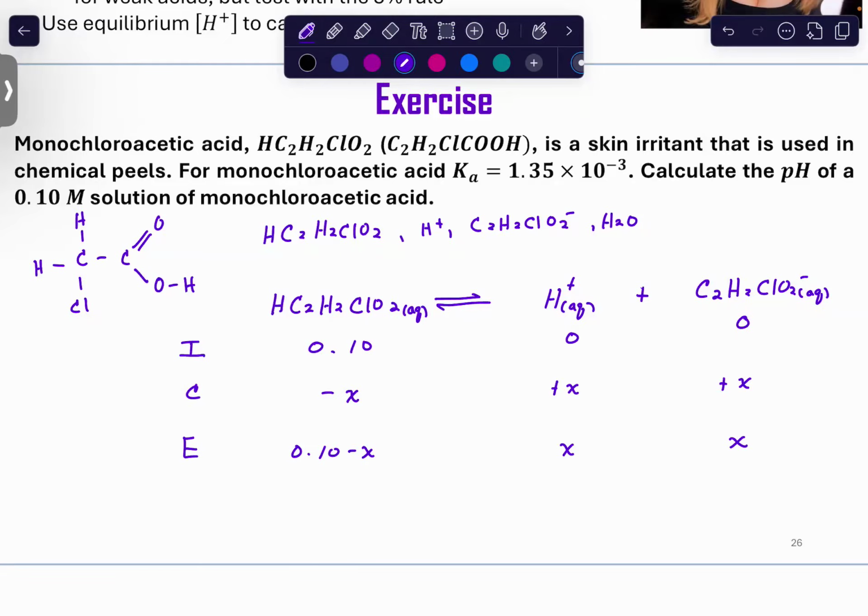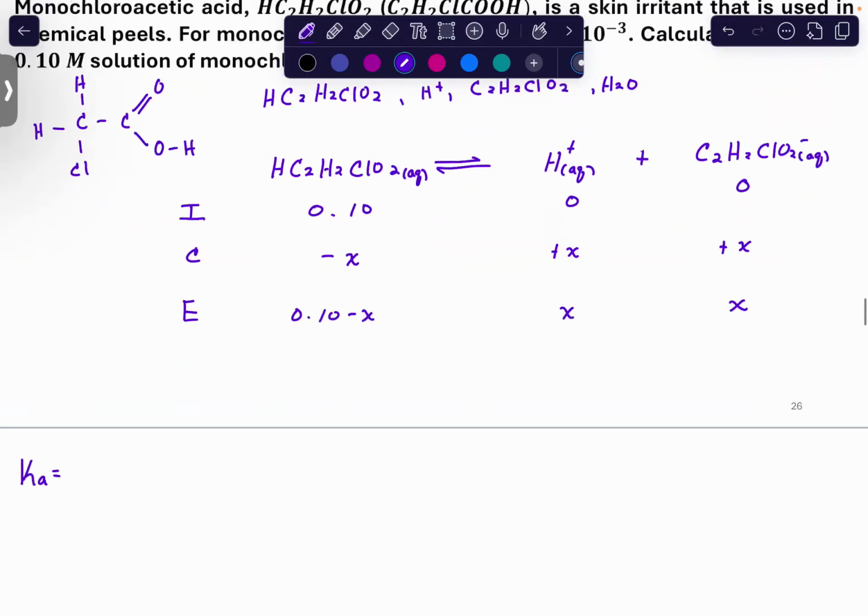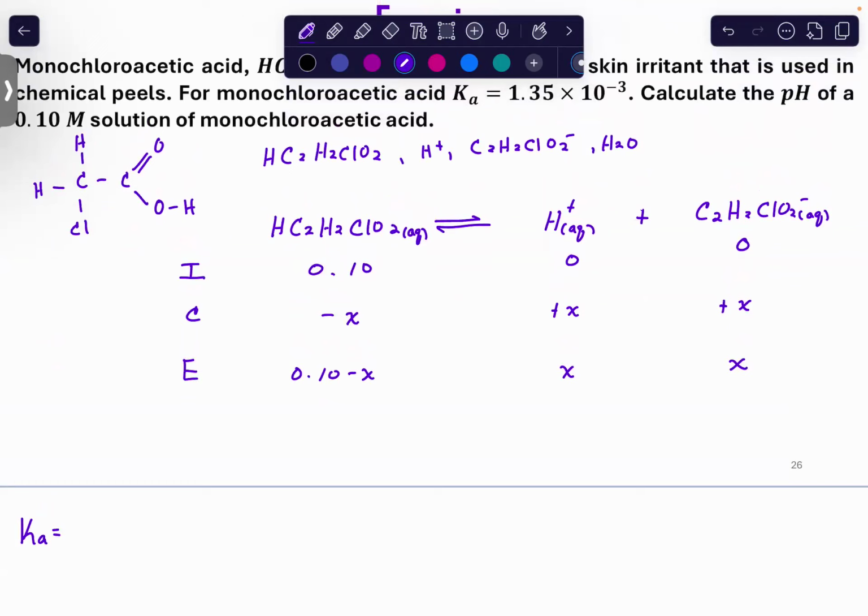Okay, so now you need the Ka expression. Notice also that this Ka is on the order of 10 to the negative third. This is about your crossover point of when you can make your assumption versus when you can't. You're going to see one where it doesn't work and one where it does work. If you're still at 10 to the negative third and you don't want to spend your time doing a bunch of 5% rule tests, just do the full method with the quadratic formula until you get to 10 to the negative fourth. Once you get to 10 to the negative fourth, you're pretty safe.